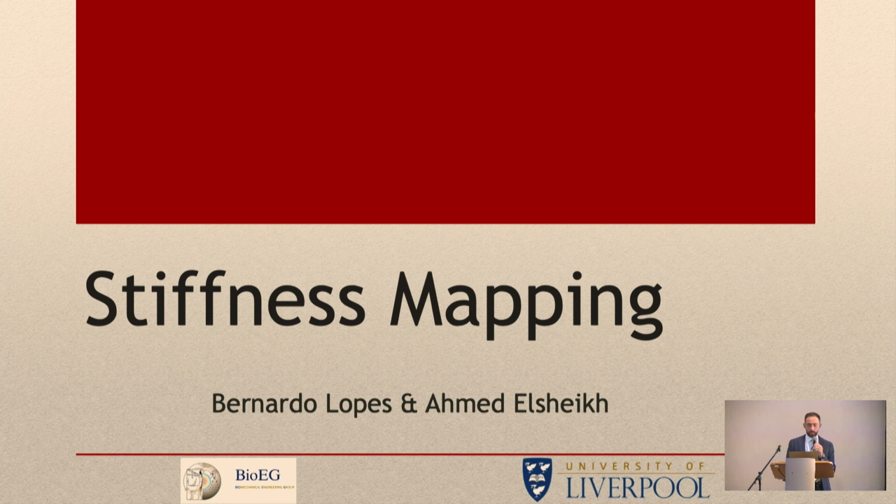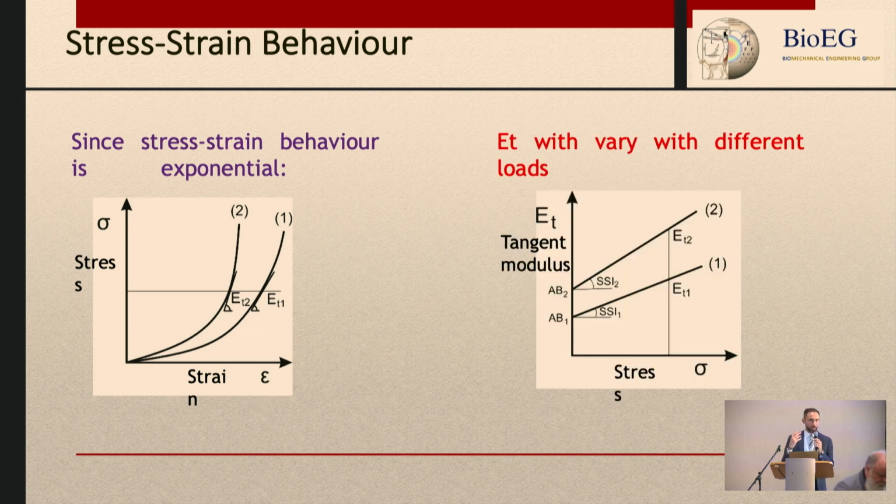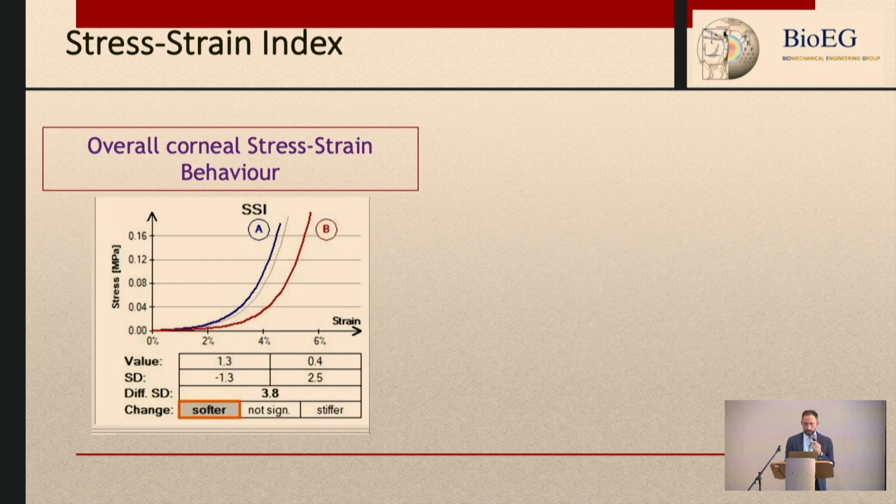To speak about the last topic, that is stiffness mapping. So the stress strain index was created by Liverpool University, so I'm using their slides. It's a way to describe the whole stress strain curve, because the problem of the stress strain curve is that the E tangent varies with different loads. The load is the IOP. So they tried to create a way to describe the whole stress strain curve not related to thickness and IOP. It looks like they were able to do that because they demonstrated that it was not related to IOP, not related to thickness.